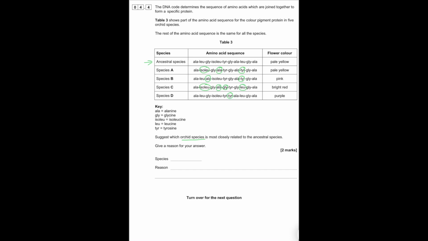So the one that is most similar to the ancestral species is D, because it has the lowest number of differences in amino acids.